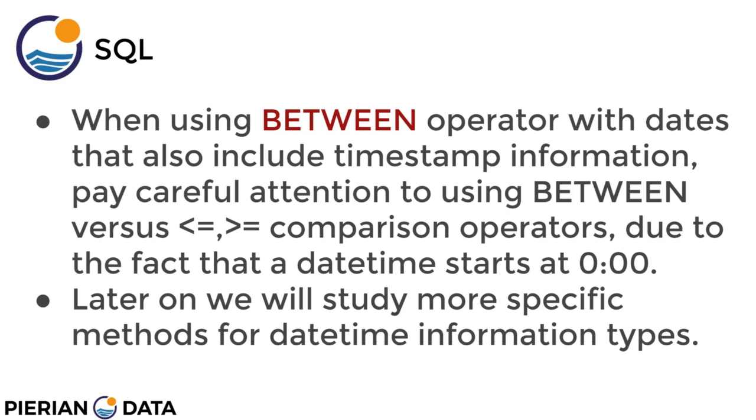Something to keep in mind is when using the BETWEEN operator with dates that also include timestamp information, so not just the actual day, but also the hour, minutes, and seconds. You should pay careful attention, especially since we have that issue of inclusivity versus exclusivity. You should take into account the fact that a date time, that is both the date and the actual time information, would start at 00:00 hours. So that may have an effect depending on whether you want inclusivity or exclusivity around that midnight time.